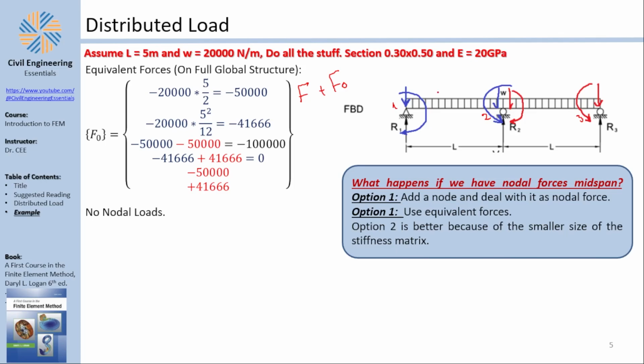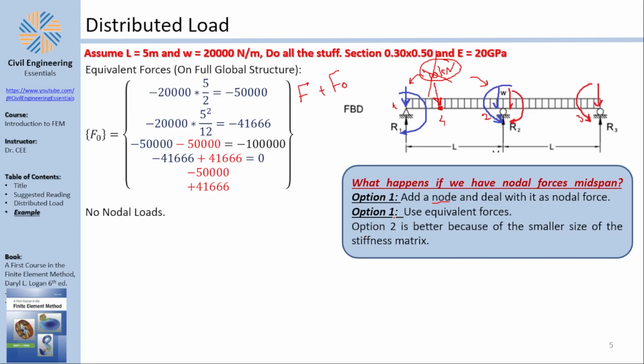What happens if we basically put, for example, a nodal force here? Let's say we add a nodal force here and say this is 10 kilonewtons. How do I deal with this extra nodal force? Now, of course, this problem has no nodal force, but if it exists, then you have two options. Option 1 is to add a node and deal with it as a nodal force. So you add a node here, let's call it node number 4, and deal with this as being a nodal force. However, the other option is to basically take your 10 kilonewton, destroy it, and calculate the equivalent forces on the nodes based on the 10 kilonewtons.